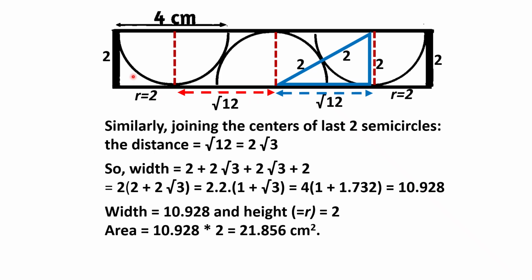So the width is not 12. The width is 10.9, a little less than 11. So don't calculate 4 plus 4 plus 4, it is not 12 because of this overlapping region. It is slightly less than 12, about 11. Multiplying by the height 2, we get 21.856, that is almost 22 square centimeters. That's the area of the rectangle.